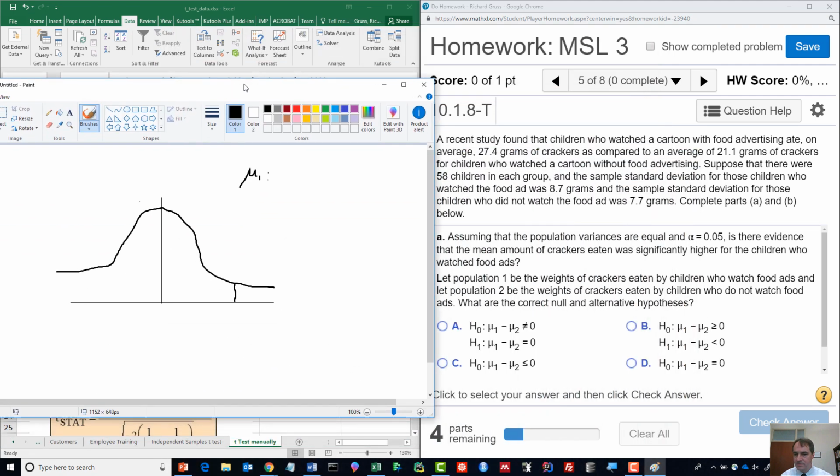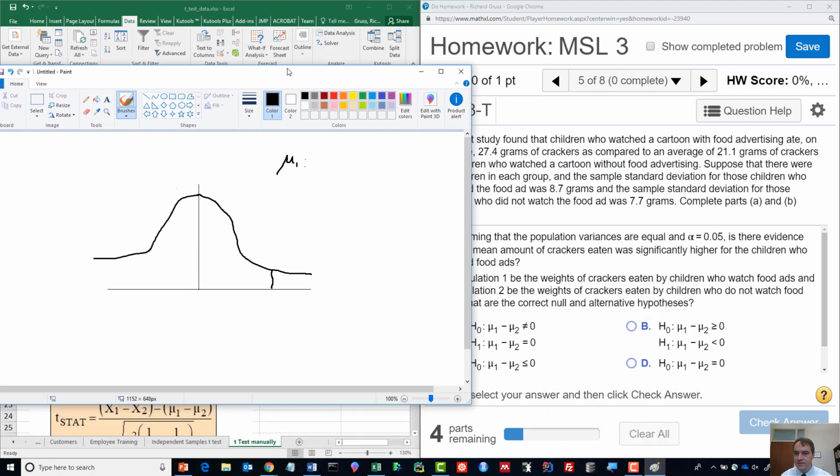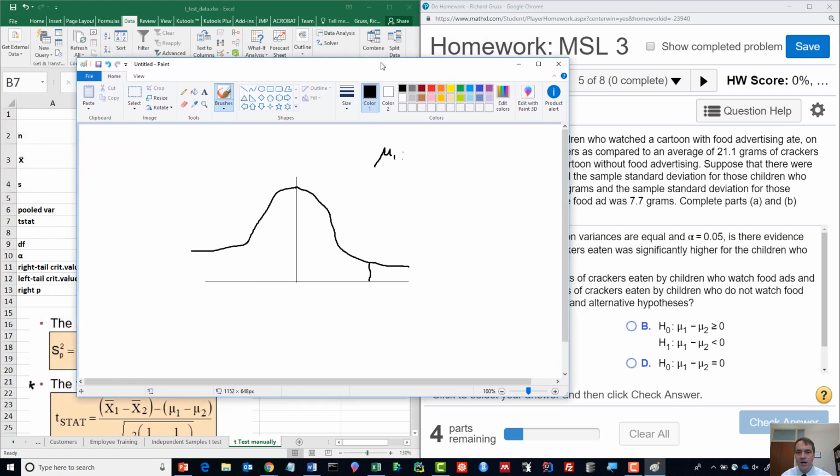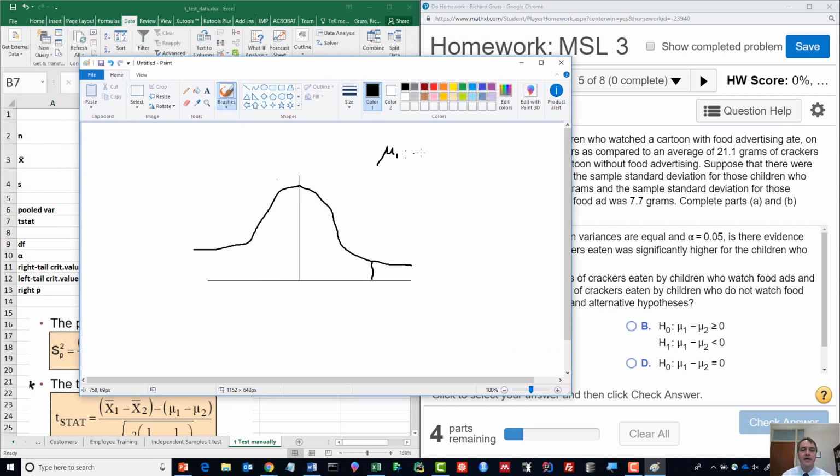let's see, the weights of the crackers eaten by children who watch food ads. So that will represent the ones who do see the food ads. So I'll just call that food. Okay, very, very tidy here. And so that would mean that the other average is going to indicate who did not watch those food ads. Okay, so food and not.